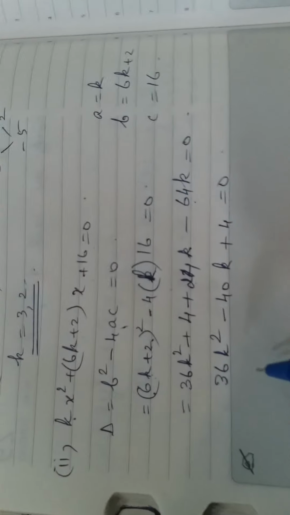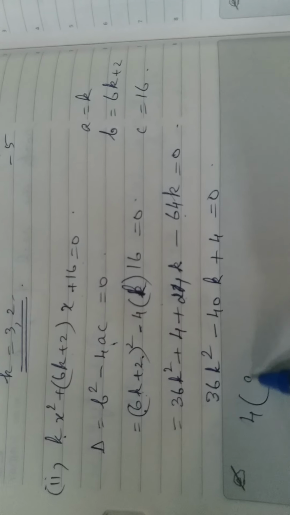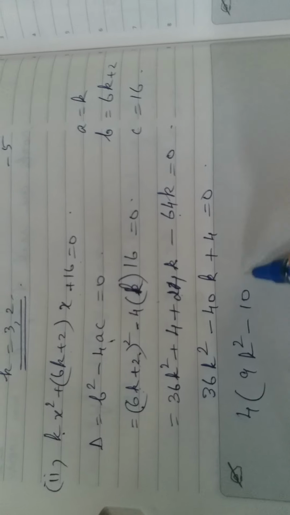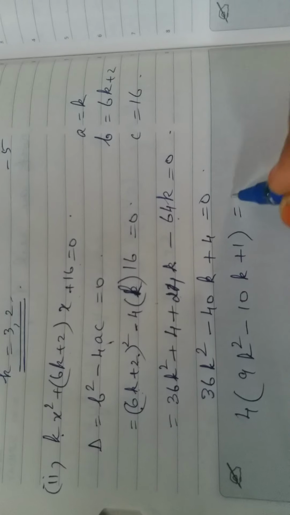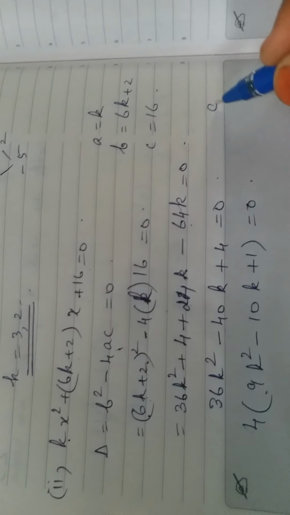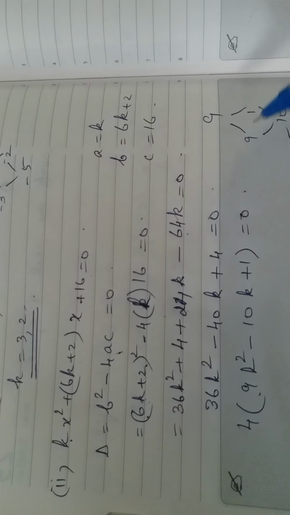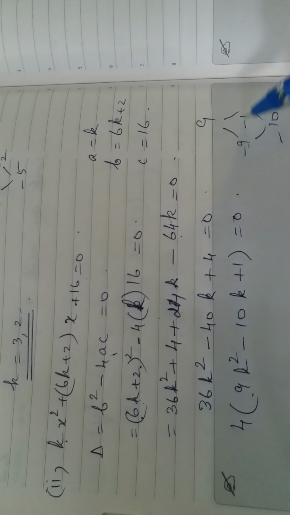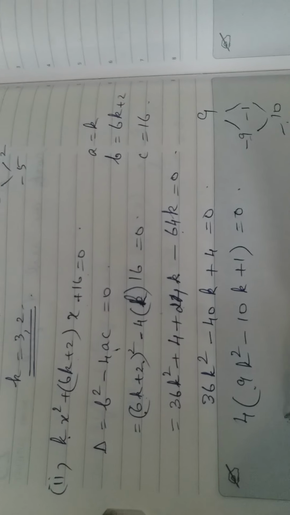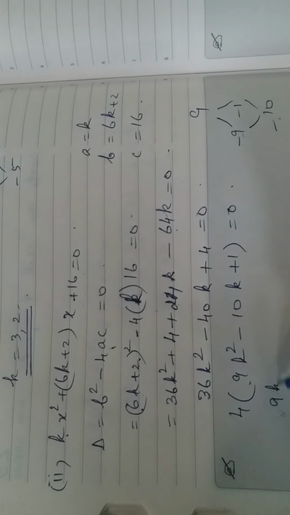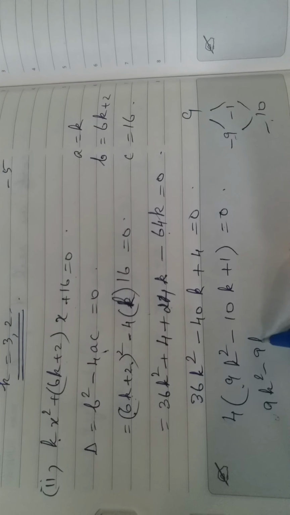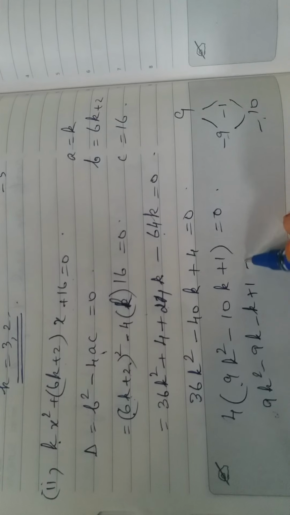So here also 4 is common. So 9k square minus 10k plus 1 is equal to 0. So 1 into 9 is 9. You want minus 10. You know 9 ones are 9. Both negative means you will get this minus 10. So you can't straight away read it, you have to split it: 9k square minus 9k minus k plus 1 is equal to 0.